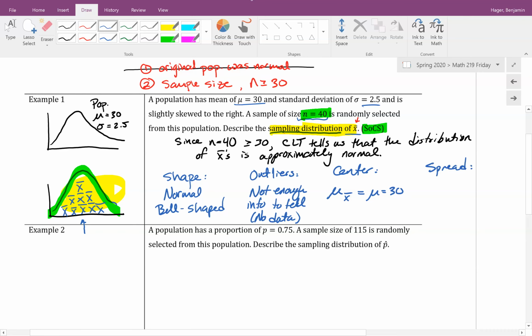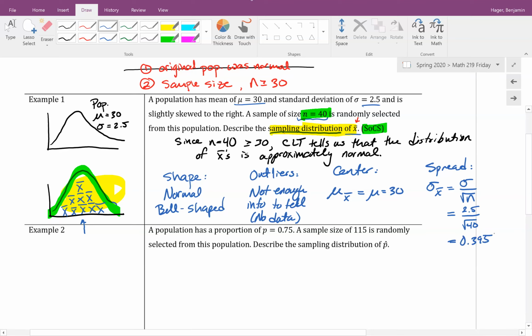And the spread we can talk about a couple different ways, but we've learned the best is to talk about standard deviation. That tells us how spread out the data is. High standard deviation means it's really spread out. Low standard deviation means that it's not very spread out, that it's tightly compact around the mean. The standard deviation for my sample means, if you look at the formulas on the previous page, is equal to the population standard deviation over the square root of your sample size. Here we had a population standard deviation of 2.5 and a sample size of 40. So if we figure that out, that should be 0.395.